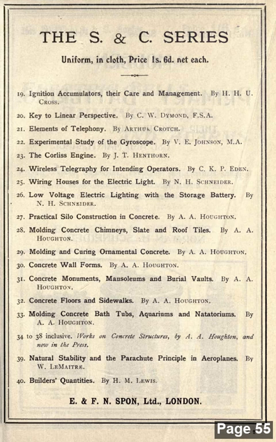34 to 38 inclusive. Works on Concrete Structures, by A. A. Houghton and N. Cohenth Press. 39. Natural Stability and the Parachute Principle in Aeroplanes, by W. Lemaitre. 40. Builders' Quantities, by H. M. Lewis. E. & F. N. Spon Limited, London.